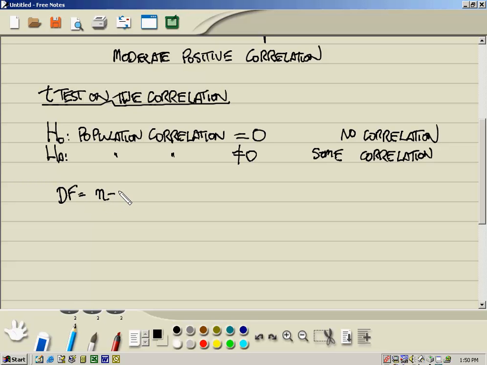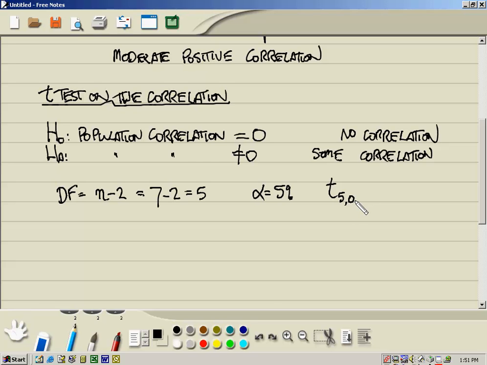In simple regression and in correlation, the degrees of freedom is n minus 2. We have 7 data points, so 7 data points minus 2, we lose 2 degrees of freedom. We're left with 5 degrees of freedom. Right? We lose 2 because we need 2 points to draw a straight line. Everything else is extra.